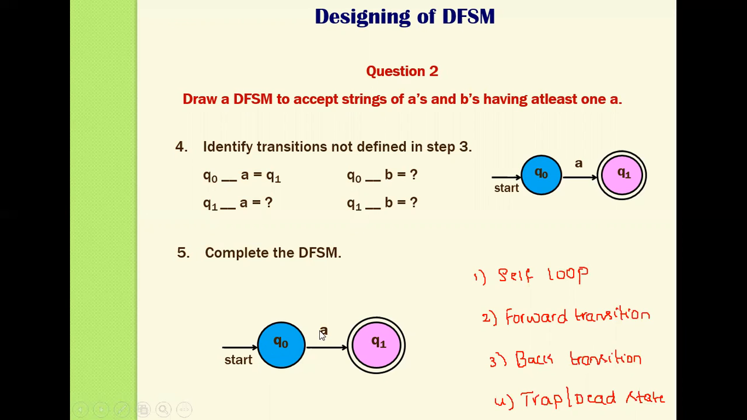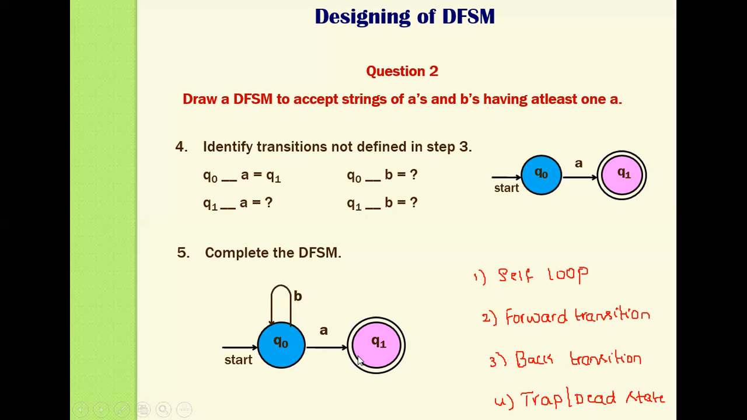So Q naught upon A is done. Now, what is Q naught upon B? Can we have zero or more B's at the beginning? Yes, definitely we can, because according to the question they have given, you should have at least one A. I can have any number of B's; there is no restriction upon B, right? So I can have B as a self loop. A self loop means zero or more B's.